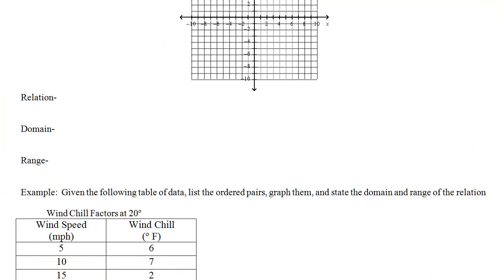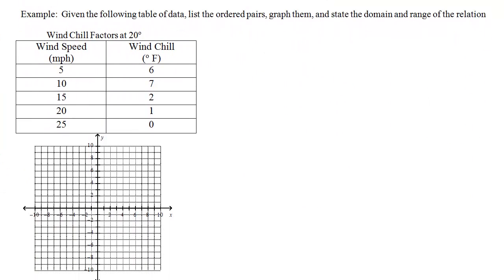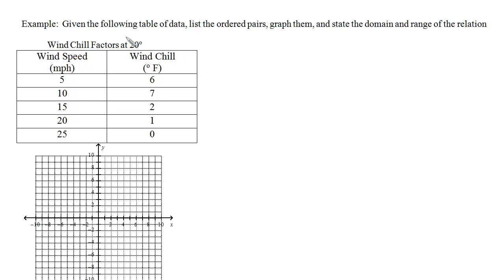So if we look at the example below here and look at the data table of wind chill factors at 20 degrees, we're asked to list ordered pairs, graph, and state the domain and the range. So I see I have a relation here. I have a wind speed and a corresponding wind chill, and this is also the ordered pair. So I have (5, 6), (10, 7), (15, 2), (20, 1), (25, 0).